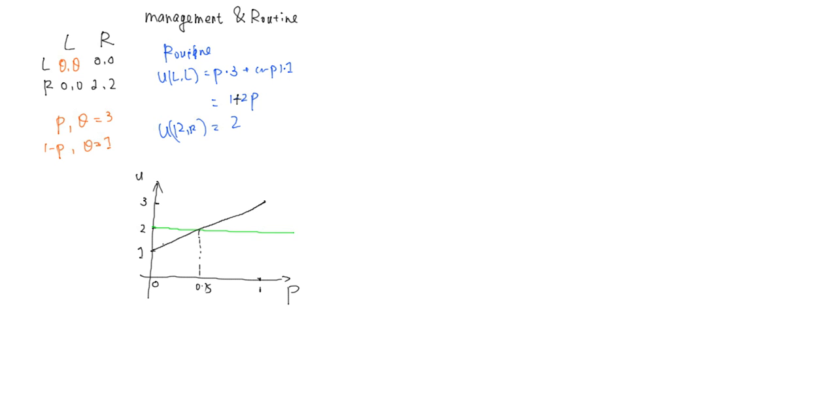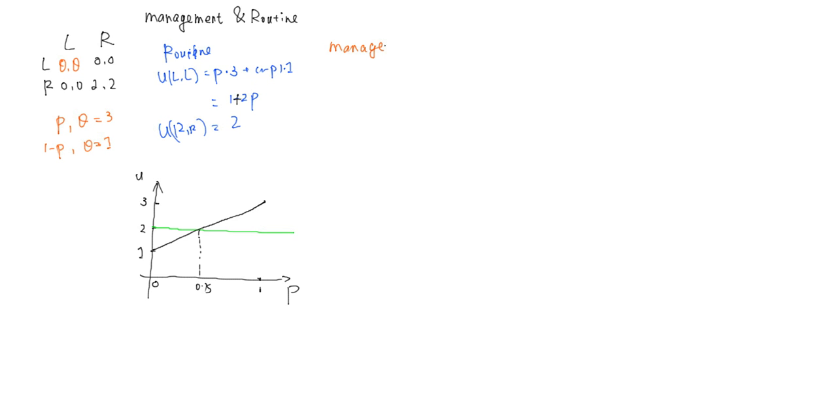So if the uncertainty favors low value, you would like to work on R, while if the uncertainty favors high value, you would like to work on L. So you want to take the risky option. Now let's introduce management.